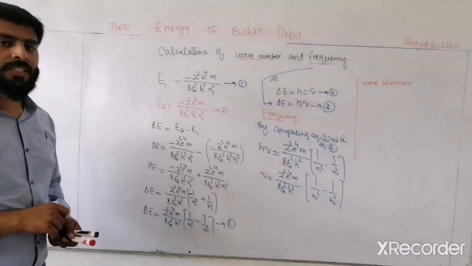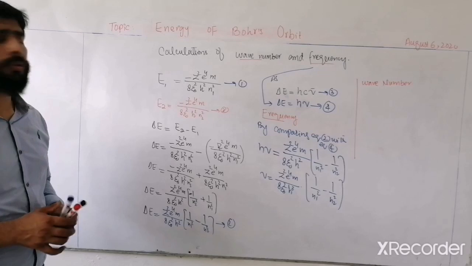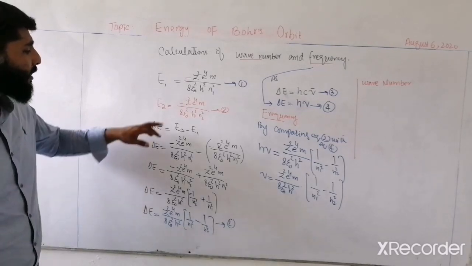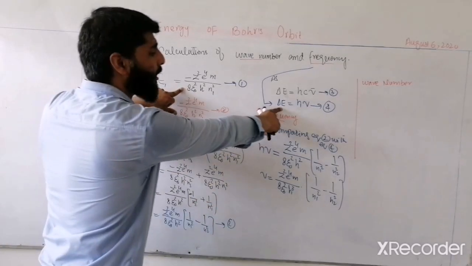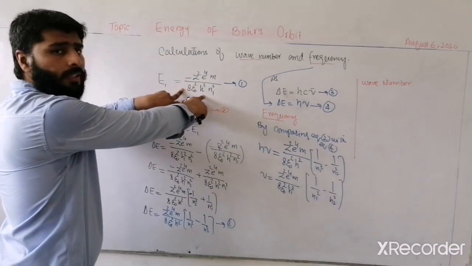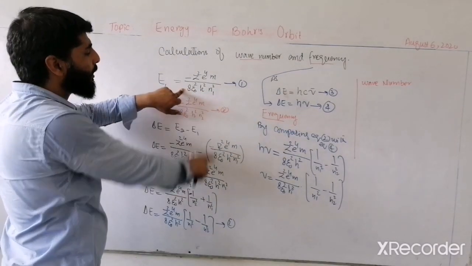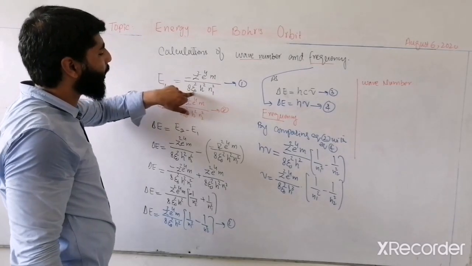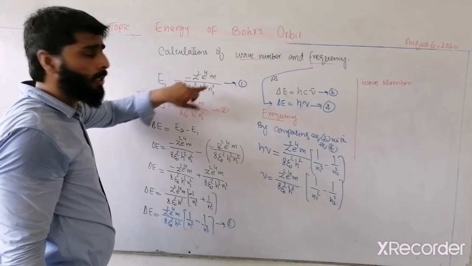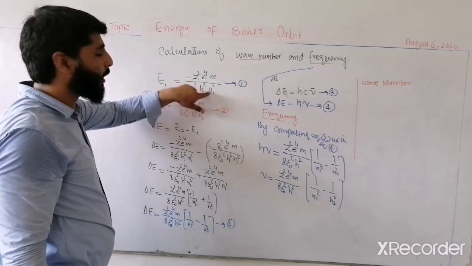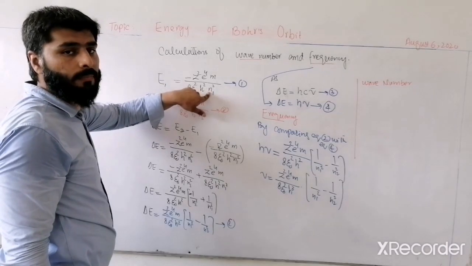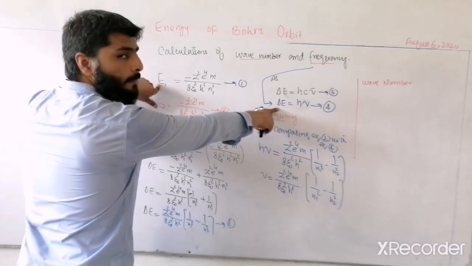This is the frequency of the revolving electron. You can simply find it by comparing this equation E with this equation. So you will get Z e square divided by 8 epsilon naught square h cube, with Z square e^4 m and n square, by simple comparison.